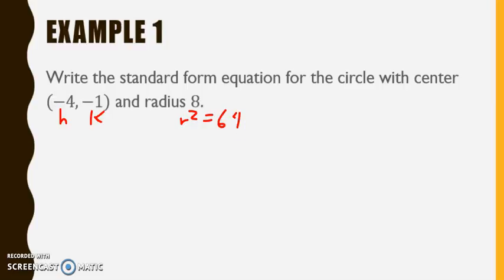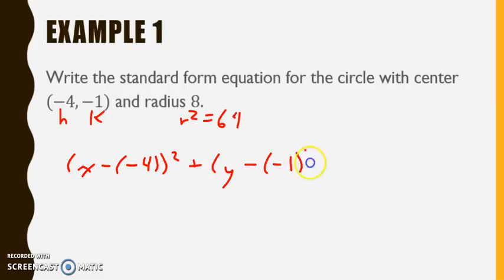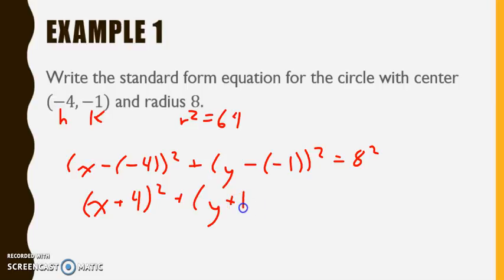Okay, so our formula, we have (x minus h) squared plus (y minus k) squared equals r squared. Now when we actually simplify this, don't forget that subtracting a negative, the double negatives cancel out. So our formula should actually look like (x plus 4) squared plus (y plus 1) squared equals 64. That would be the form we'd be looking for as the standard form equation.